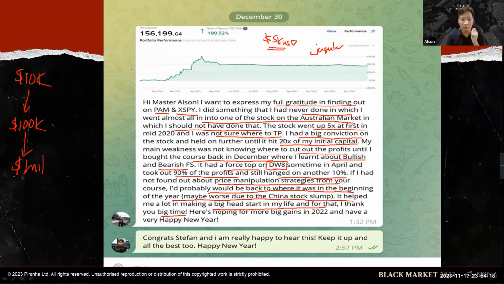How do you turn 10K into $1 million? You need to 10x twice in your lifetime. Find two stocks, or the same stock, that can 10x twice in your lifetime. You'll make $1 million from 10K. Simple, right?